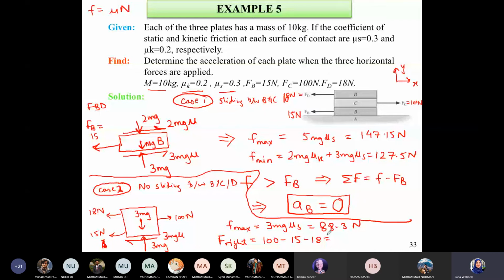So again, I see okay, my friction force, even if I assume no sliding, my friction force is still greater than my applied force. है ना? So even in this case, अगर मैं no sliding भी assume करती तो तब भी I would have got that AB is equals to 0. ठीक?